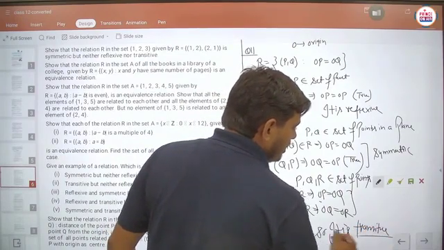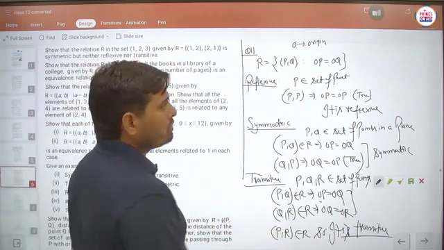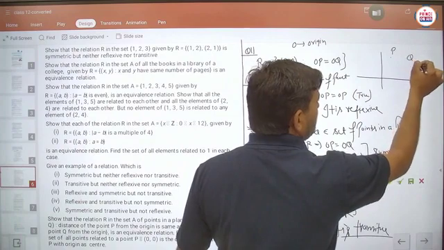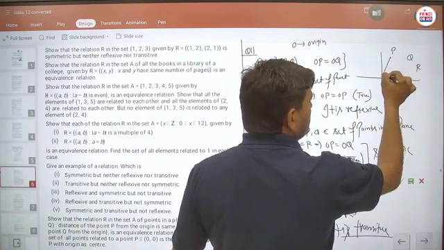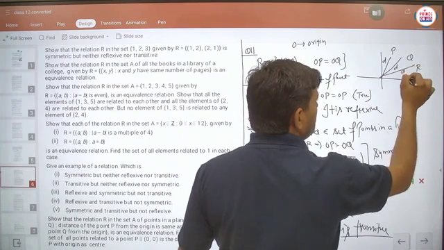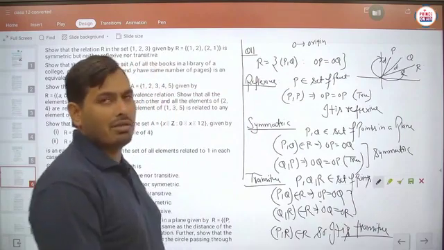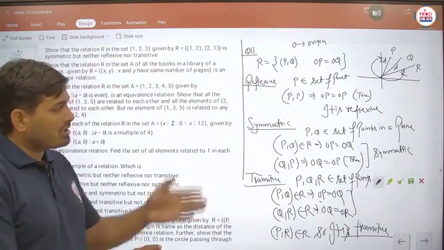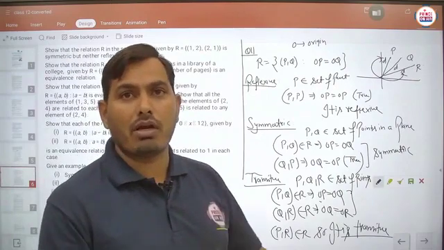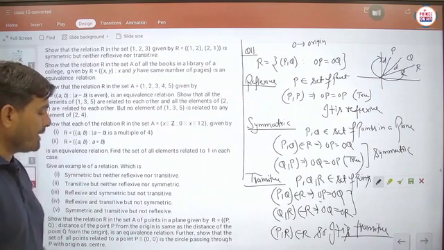Because in this case the distances are taken like this. Suppose this is the plane, this is point P, this is point Q, this is point R. This distance D equals this D, and this equals this D. Then automatically both D's are equal. No problem. So this is reflexive, symmetric and transitive. So definitely, student, the given relation is an equivalence relation. Is it clear?